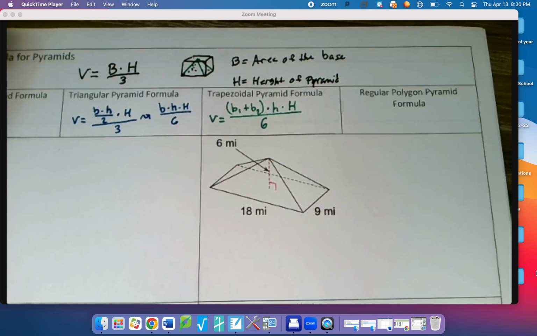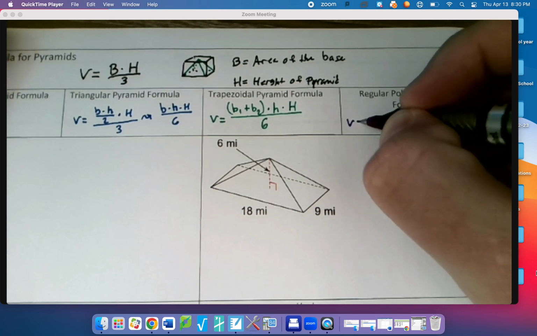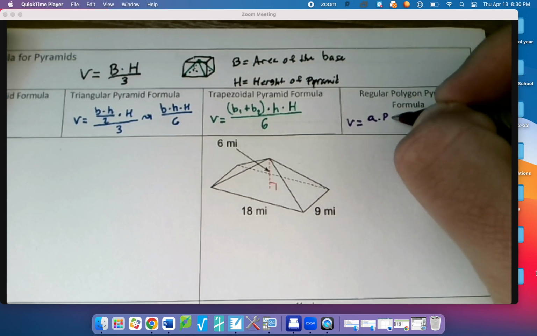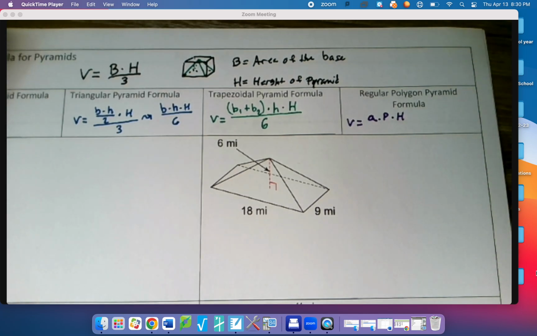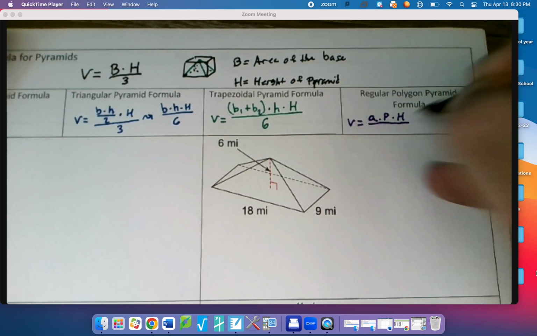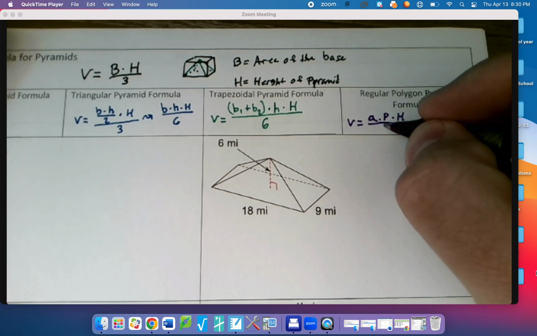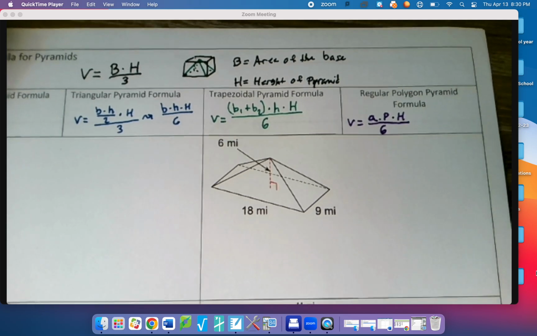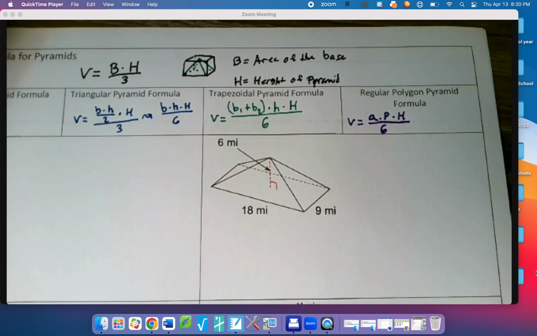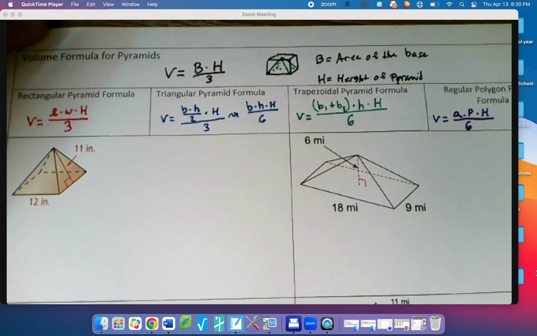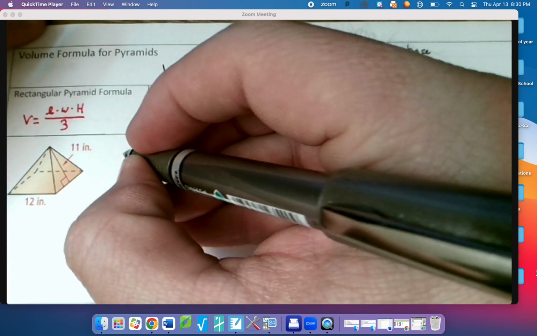And then last but not least, a regular polygon pyramid formula. Volume, we take the apothem, we times the perimeter, we times the height of the pyramid. We have to divide by 2 for the polygon aspect. We have to divide by the 3, which means we end up dividing everything by 6 in the end. So those are our 4 formulas. Let's see them in action.